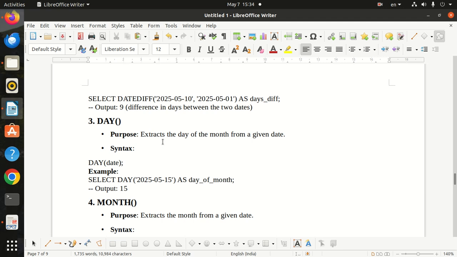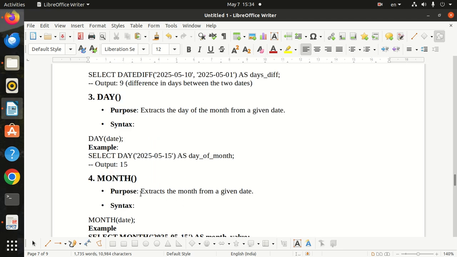The DAY function has the purpose of extracting the day of the month from the given date, with the syntax DAY(date). So select DAY of 15-5-2025 as day of month, which gives the output 15.